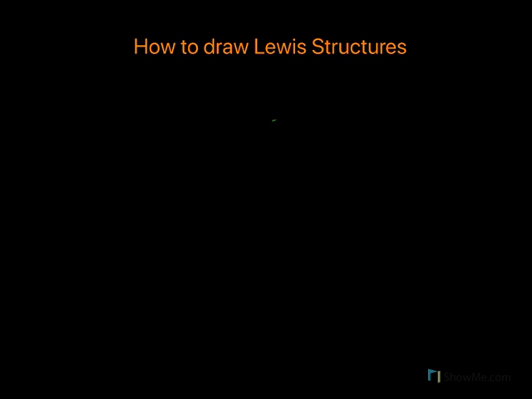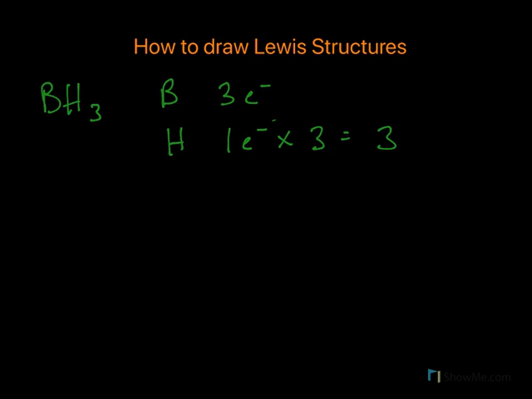The next molecule we're going to look at is boron trihydride. First step is to count the number of total valence electrons. Boron is going to have 3 valence electrons, and hydrogen will have 1 valence electron, but since there are 3 hydrogens, 1 times 3 is equal to 3. We add this and we get a total of 6 valence electrons in our molecule.